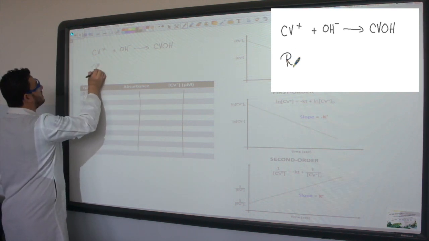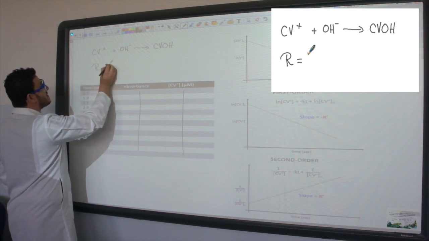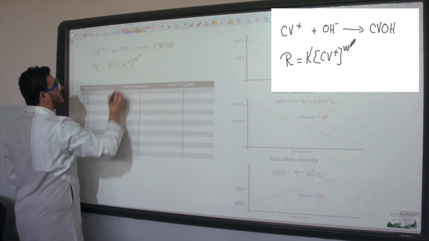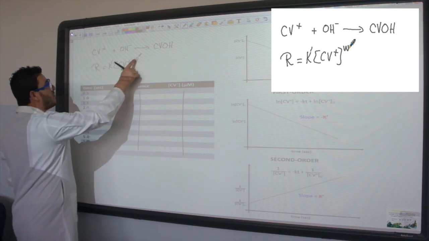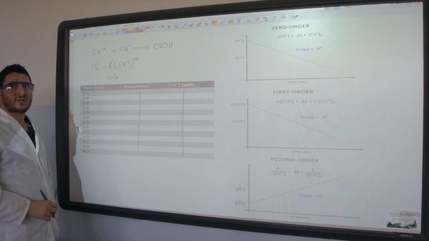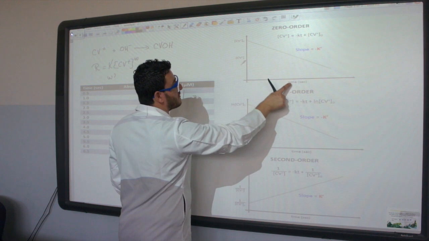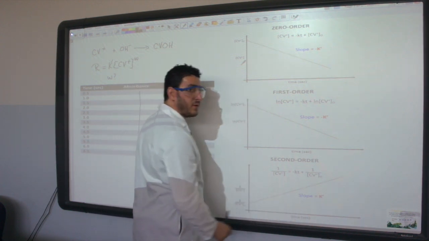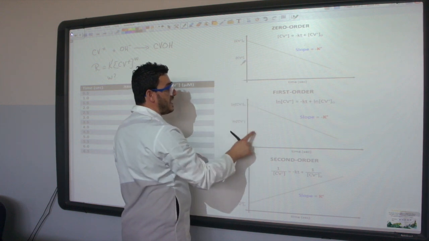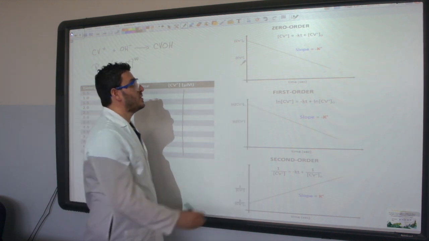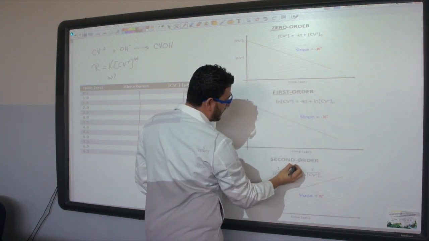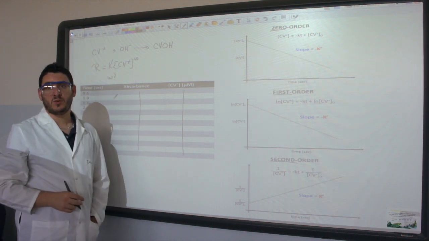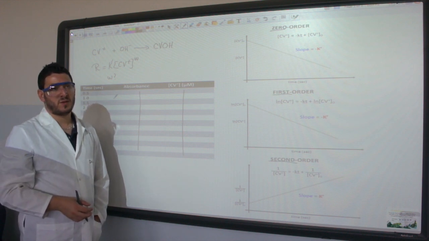To know the order in Cv+, the rate is equal to K prime, as we said, multiplied by the concentration of Cv+ to the power of W. Okay? To determine W, you will need to construct three curves. The first one, concentration versus time. The second one, natural log of concentration versus time. And the third, 1 over concentration versus time. The graph that will be linear is going to help you determine the order of your rate. Okay? So that's how we can determine the rate order and the concentration of Cv+.